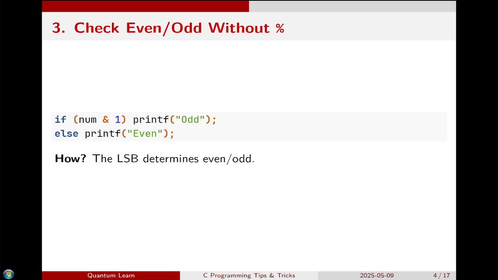Okay, next example is how do you check if a number is even or odd without using the modulus operator? So the simple solution is you just check the LSB. If bit 0 is 1, the number is odd. If bit 0 is 0, the number is even. Modulus involves a division, which is a very expensive operation in embedded systems. You can just look at the least significant bit of the number and decide even or odd.